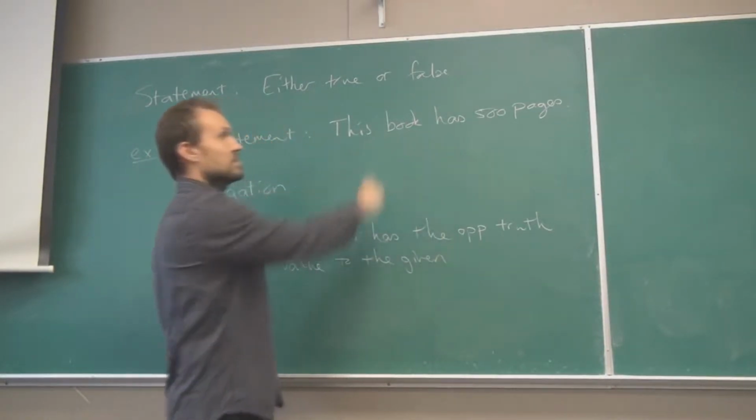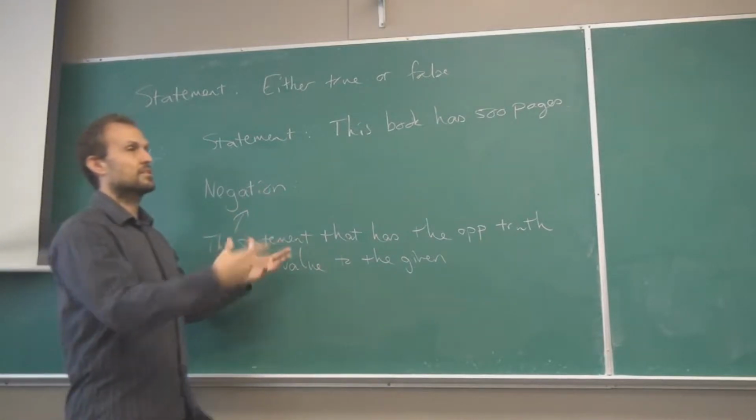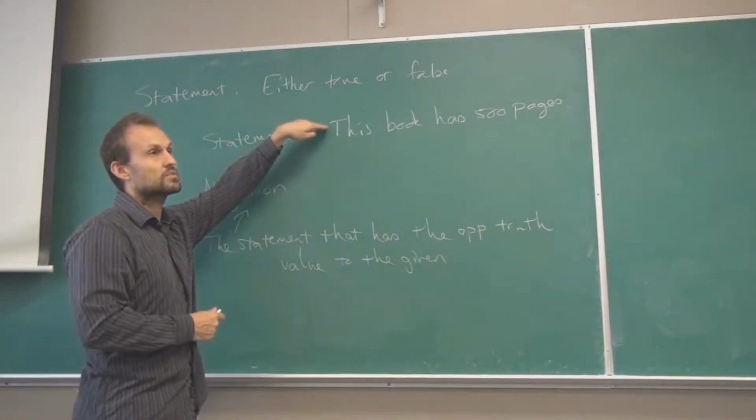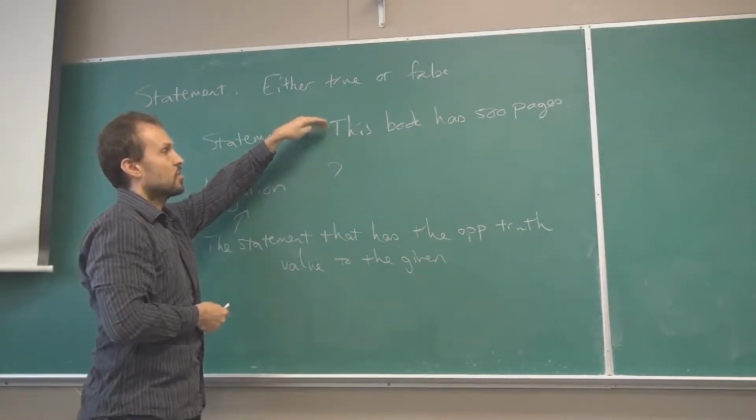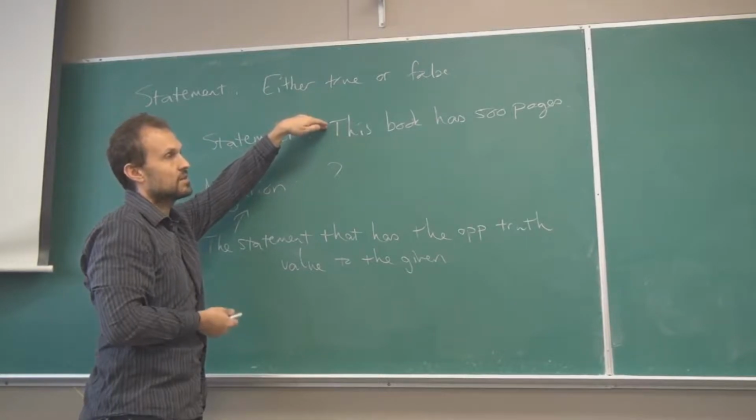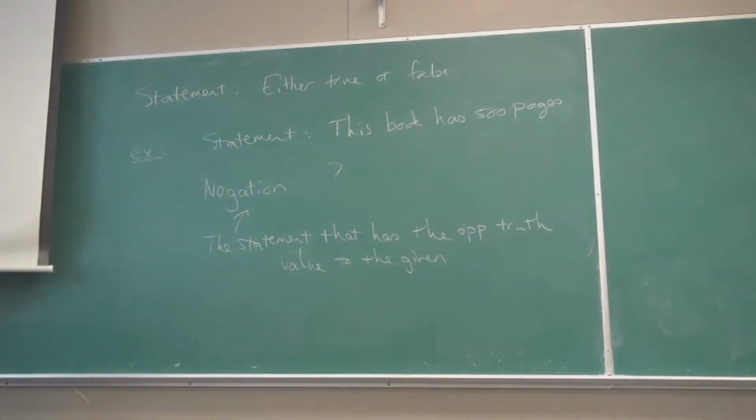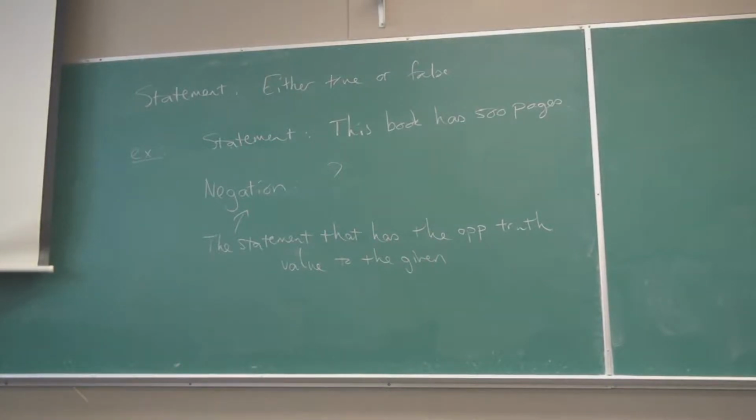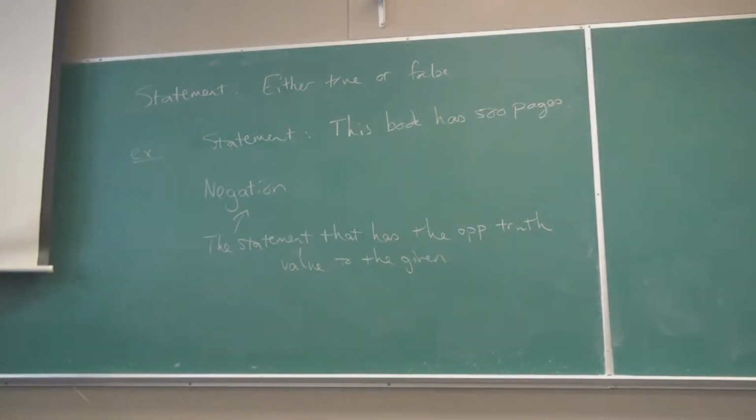I'm giving you a statement like this one: the book has 500 pages. There is another statement that stands at the opposite end of this one. The opposite truth value means that whenever this one is true, the negation has to be false, and whenever this statement is false, the negation has to be true. So if it's not one, it's the other. Does that make sense? In this case, if my given statement is this book has 500 pages, what could be the negation statement?